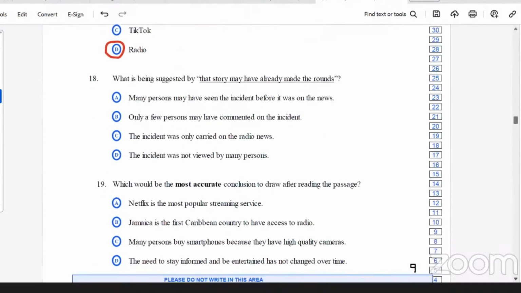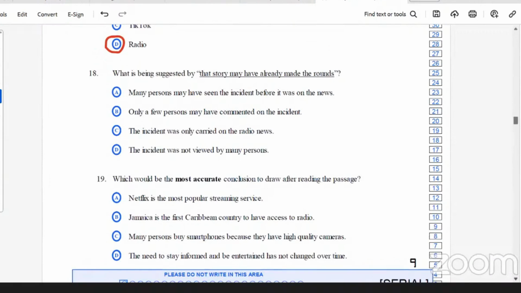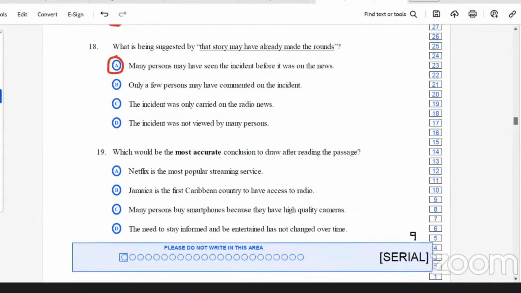Question 18. What is being suggested by that story may have already made the rounds? We don't necessarily have to go back to the passage, but again, if you're doing your exam, I would advise you to do so. What is being suggested is that many people may have seen the incident before it was on the news. So when people have their cameras and everybody's recording and it has been shared so many times, by the time news comes on in the afternoon or evening, many people would have already seen it.